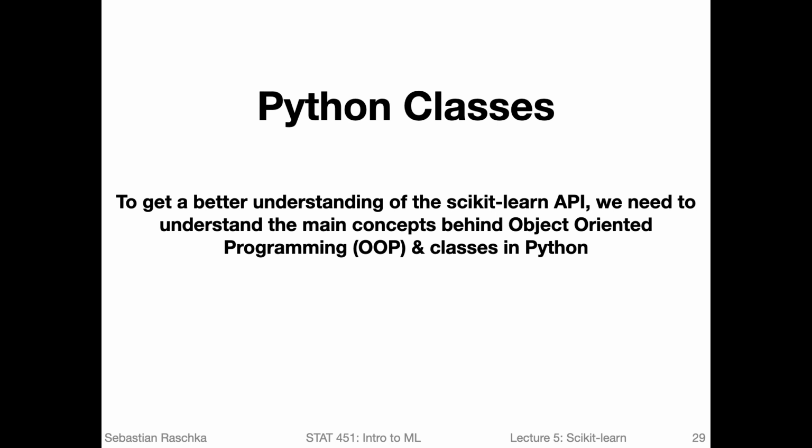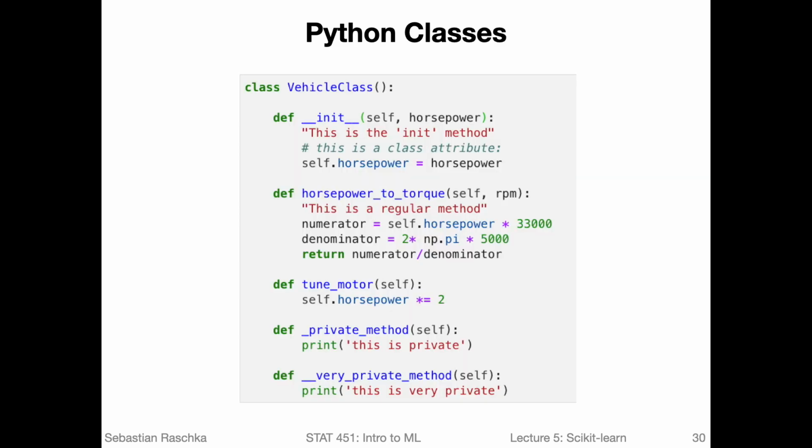So we are going to talk about Python classes now, to get a better understanding of the Scikit-Learn API, like I just said. And that will hopefully make everything easier to understand when we use Scikit-Learn in the next video. So here I created a very simple, naive vehicle class. A vehicle could be a car, a motorcycle, or a truck, and so forth. So just visualize it as some type of vehicle here.